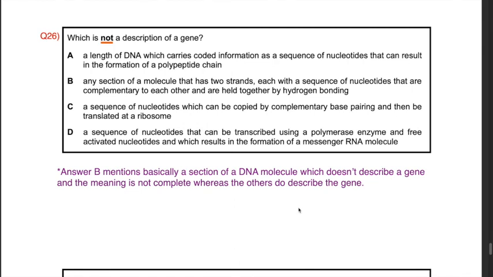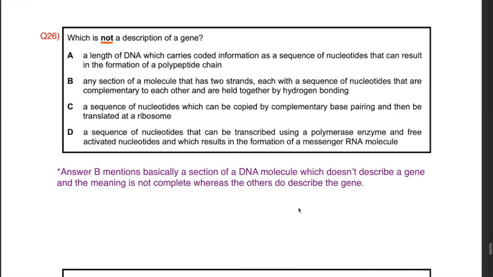Because answer B talks about a molecule that has 2 strands with a sequence of nucleotides that are complementary to each other and are held together by hydrogen bonding. That is basically the meaning of a DNA molecule, because in a DNA molecule also 2 strands are present with a sequence of nucleotides complementary to each other held together by hydrogen bonding. And since the question refers to which is not a description of a gene, the answer is B.